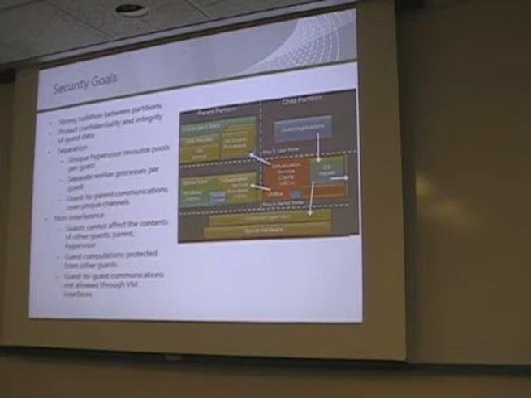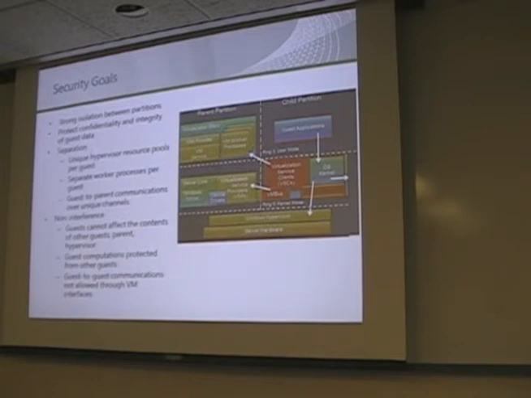Separation. Unique hypervisor resource pools per guest. Well, that actually gives us a bit of a performance hit, right? But what does it do from a security standpoint? Rock solid. Okay, so these were the goals. Unique hypervisor resource pools per guest. Yes, it was a goal, and they did it with security in mind only, because there is a performance hit by doing that. Separate worker processors per guest. Again, all about security. Guest-to-parent communication over unique channels. Again, all about security. Okay. These were the goals whenever they created the hypervisor.